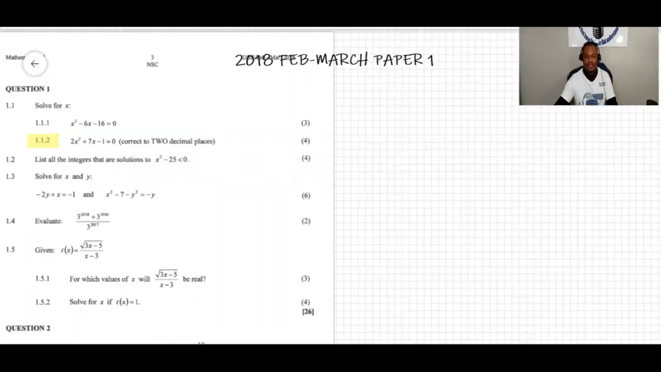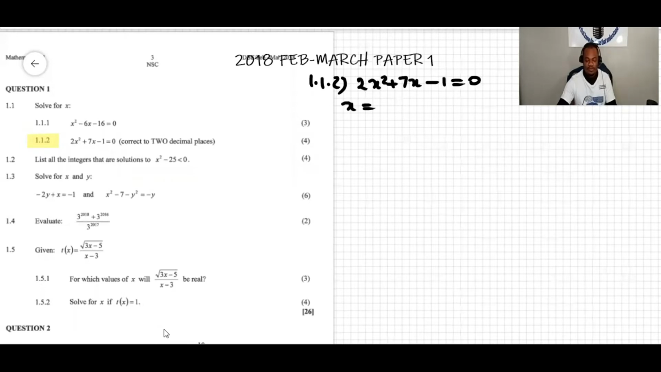All right, we have another question here, question 1.1, that says solve for x. In the previous video we did question 1.1.1. Now we're going to do question 1.1.2. The question says, I'm going to write it over here: 2x² + 7x - 1 = 0.